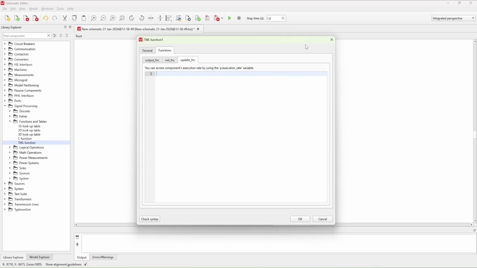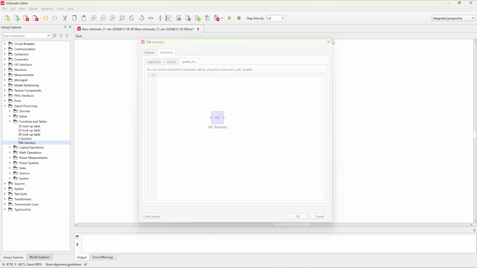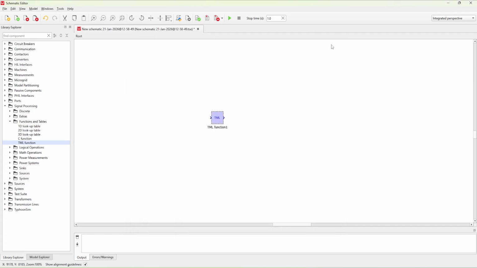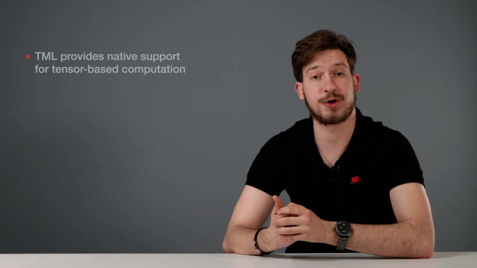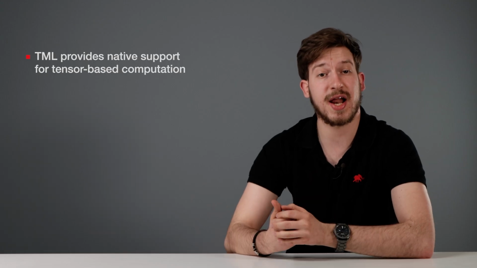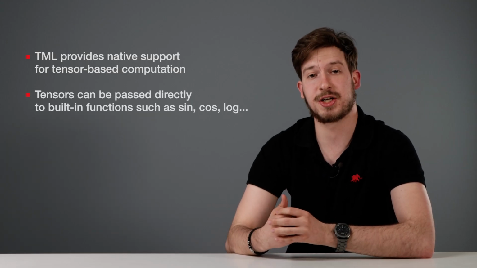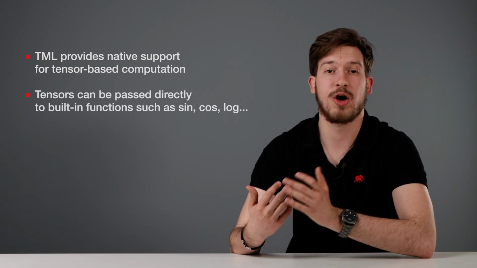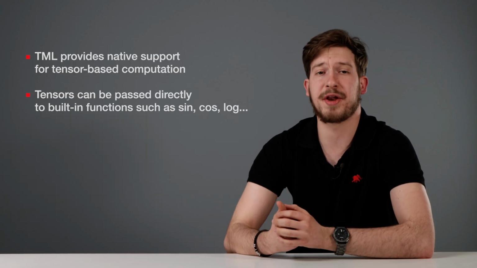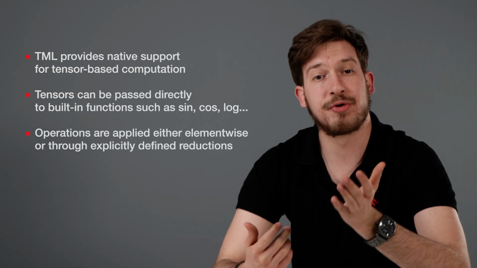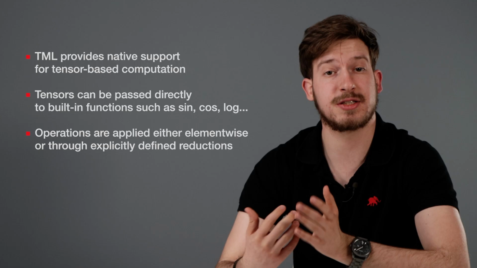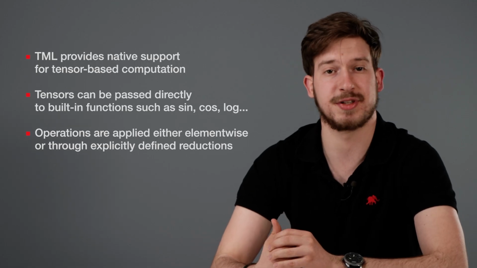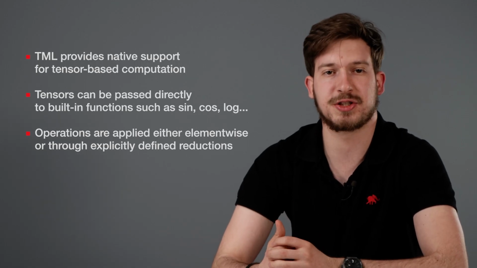TML includes its own library of mathematical functions similar to C and MATLAB. Compared to C and MATLAB, TML provides native support for tensor-based computation, allowing tensors to be passed directly to built-in functions such as sine, cosine or log without the need for manual looping or indexing. Operations are applied element-wise or through explicitly defined reductions depending on the functions used.